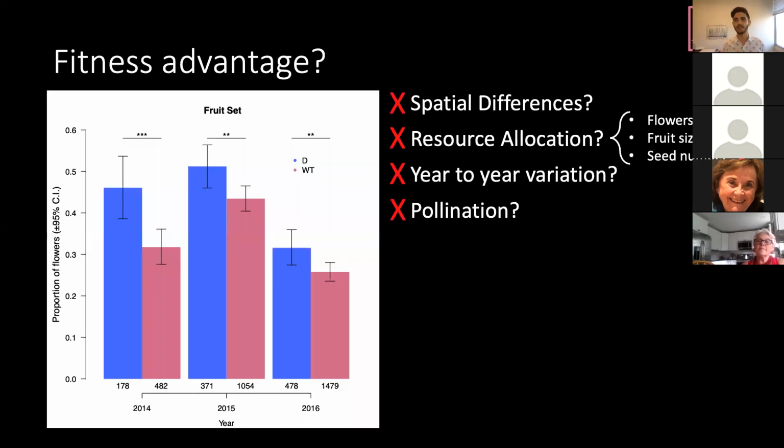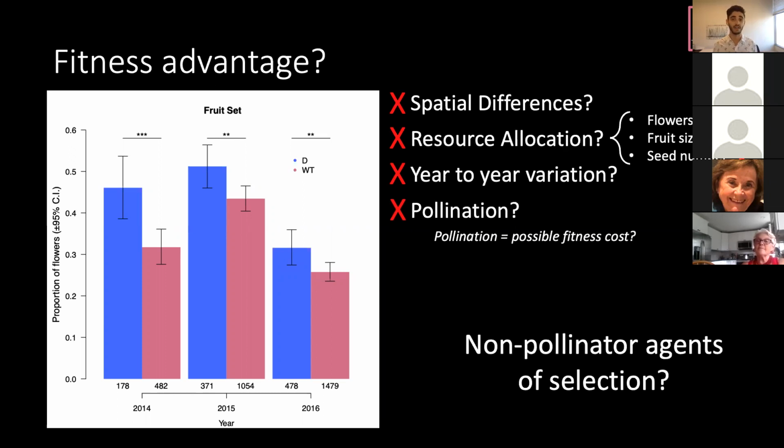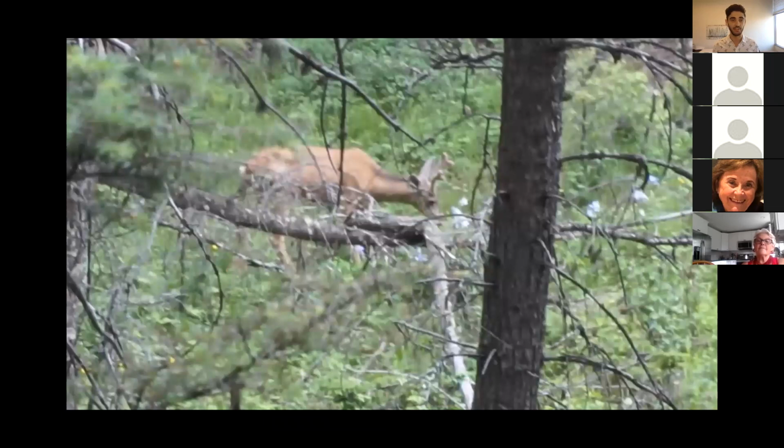So not only are pollinators not driving this difference in fruit set, but they actually might be leading to a fitness cost for the Dahliae plants, which makes this fitness advantage that we're measuring here in fruit set all the more impressive. But unfortunately, it's kind of leaving us out of possibilities of what might be driving it. The only thing left is a non-pollinator agent of selection. We had a really good idea our first year of what this was, but in our second year, we really figured it out.